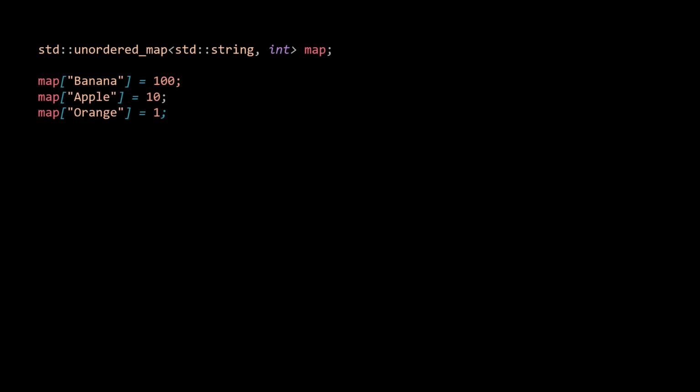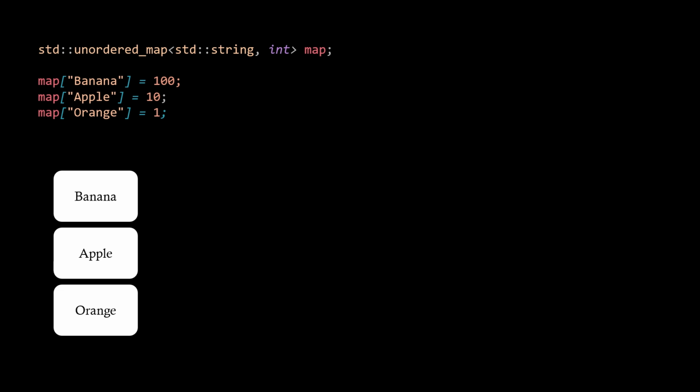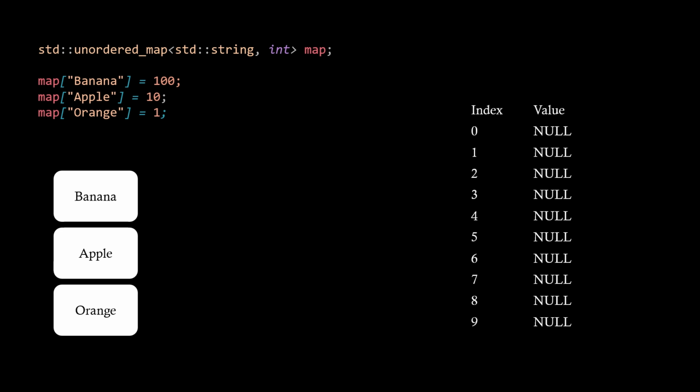So here we have the code again. What happens here is we have the three values, banana, apple, and orange, and let's keep these three as little values here on the left. And then the map will create a sort of table, and the table is basically an array. So here we have an array of 10 values, and each of them is initialized to null.